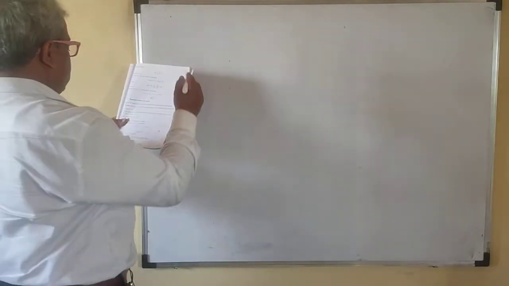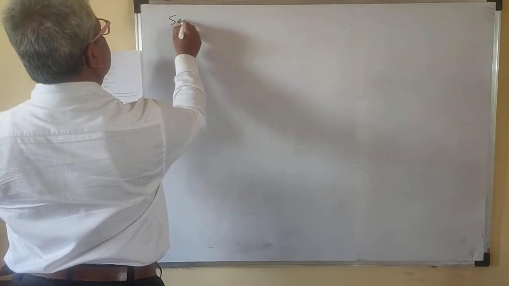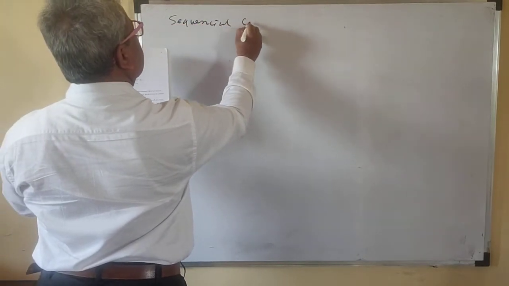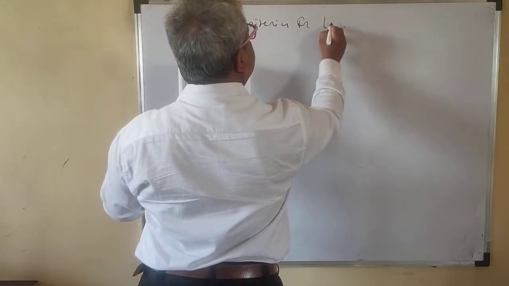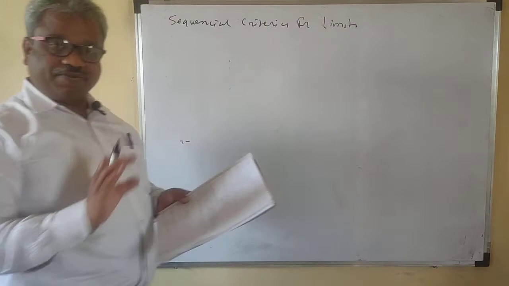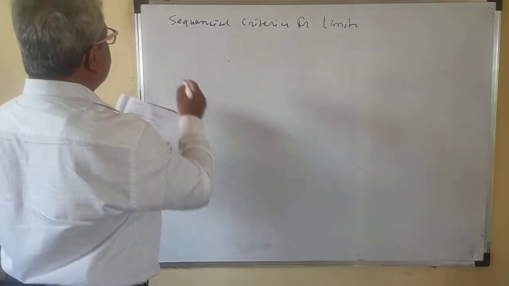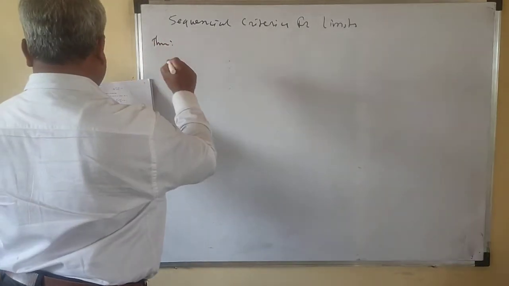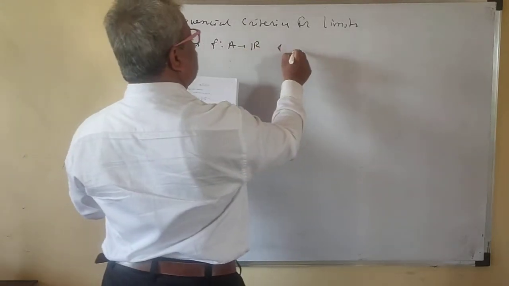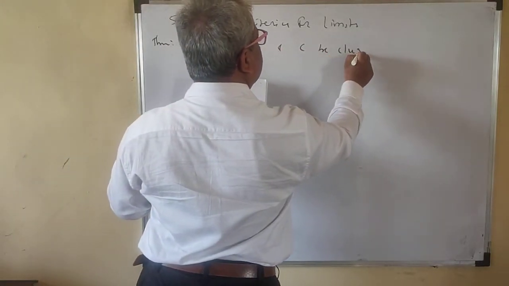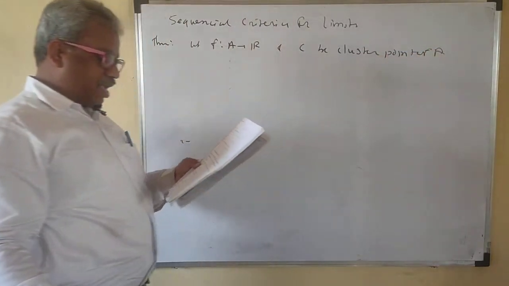Okay, next, sequential criteria for limits. Definitions and statements of the theorems are very important here. Theorem statement: let f from A to R and c be a cluster point of A.